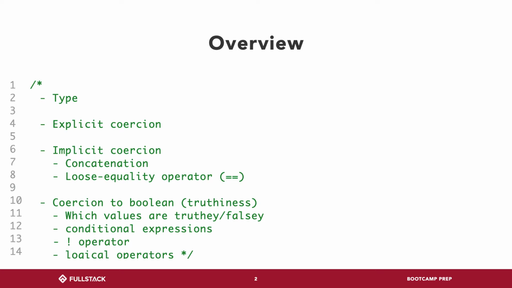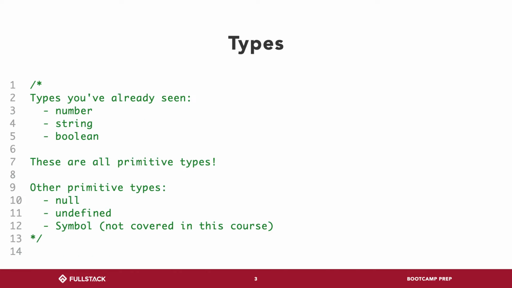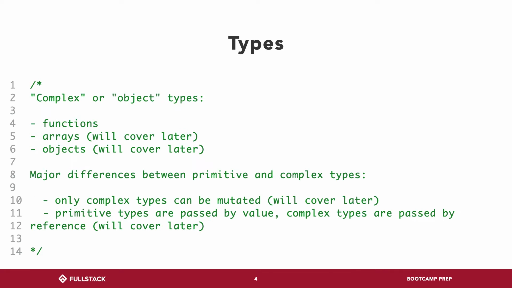So we'll talk about types, explicit and implicit coercion, concatenation, the loose equality operator, and then coercion into Booleans, which is what truthiness is, okay? So you've already seen numbers and strings and Booleans, and these are all primitive types. There are also complex types like arrays and objects or functions, but we're not going to talk about that right now. And other primitive types are null and undefined, and we're not going to talk about symbols at all. So complex or object types, right, are functions and arrays and objects, and we'll cover those later.